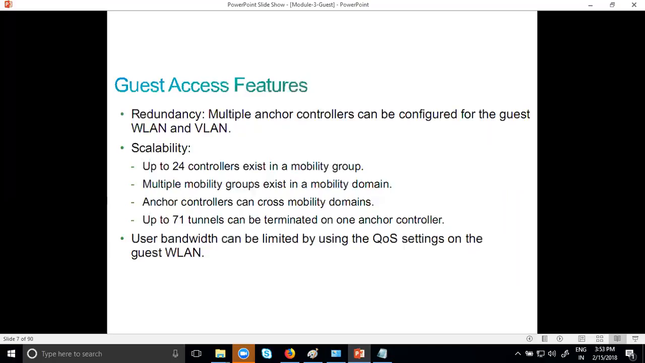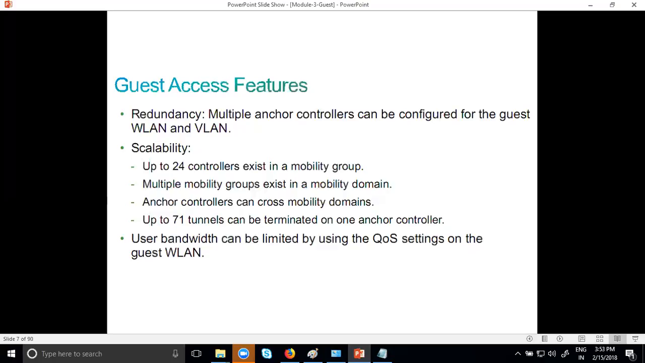Then we have scalability. If you have multiple controllers for backup, up to 24 controllers can exist in a single mobility group. Multiple mobility groups exist in a mobility domain. An anchor controller can cross a mobility domain. So to achieve this kind of roaming and mobility group, we can have multiple controllers connected to each other that can give the best performance for guest access.